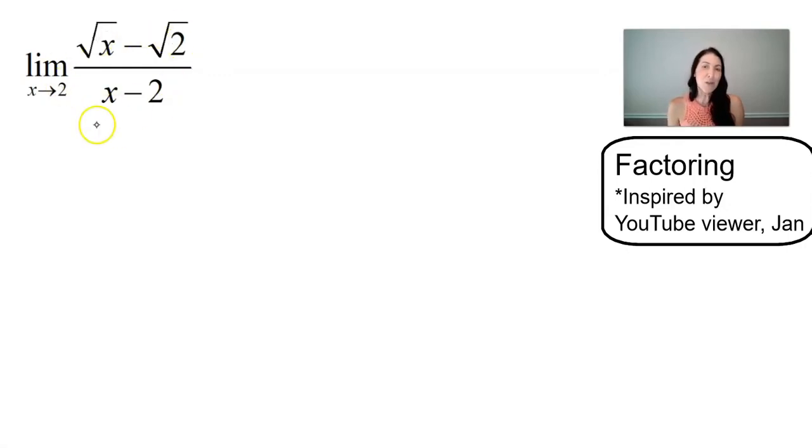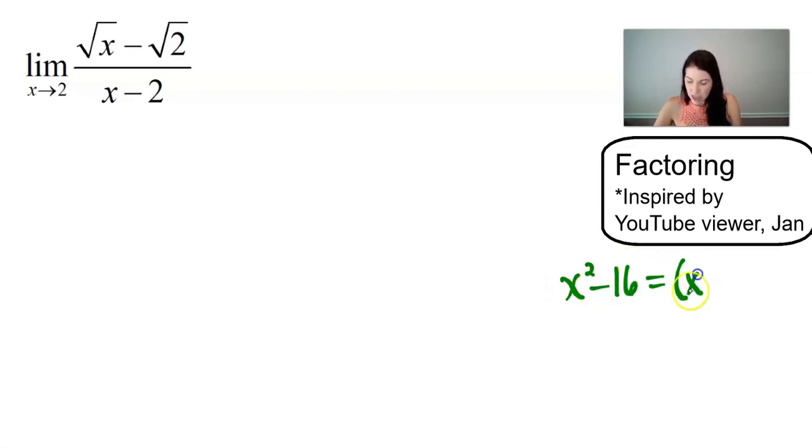Now, when you first look at this limit problem, you may think, how do we factor this? And in fact, we are going to factor the denominator as a difference of squares. So just to quickly review what a difference of squares is, let me give you an example. If I were to factor x squared minus 16, this would factor into x plus 4 times x minus 4. It's a difference of squares.